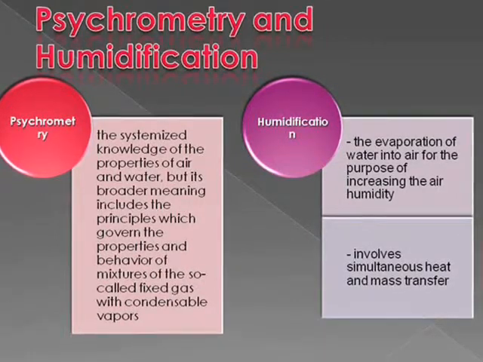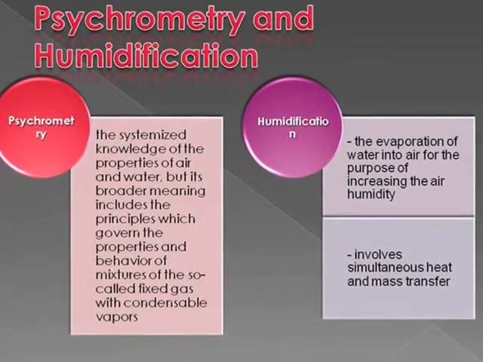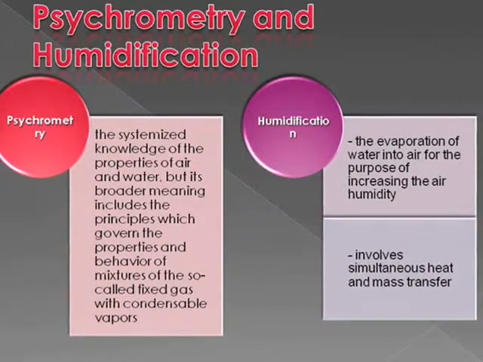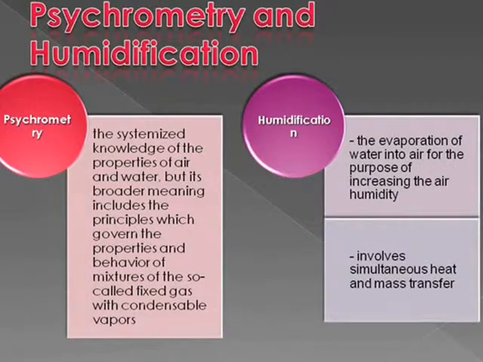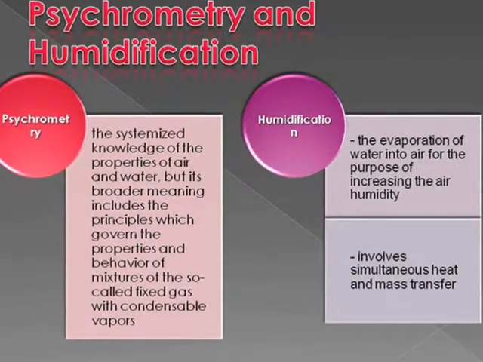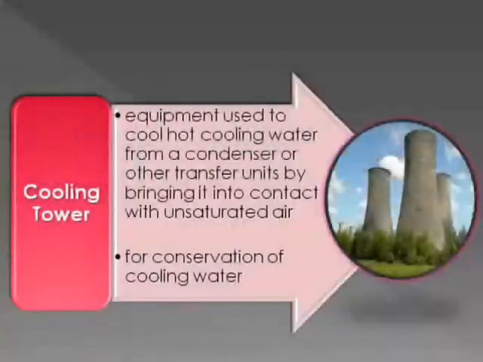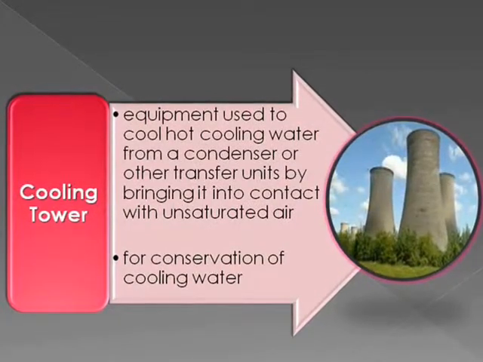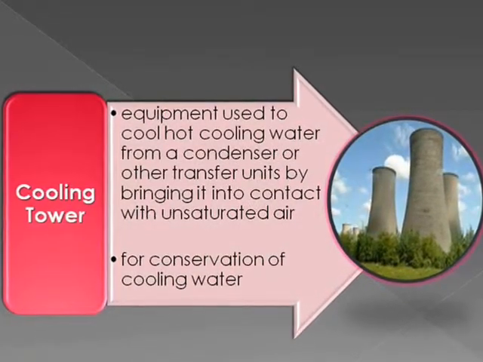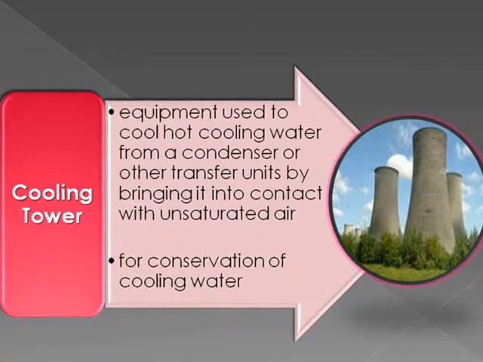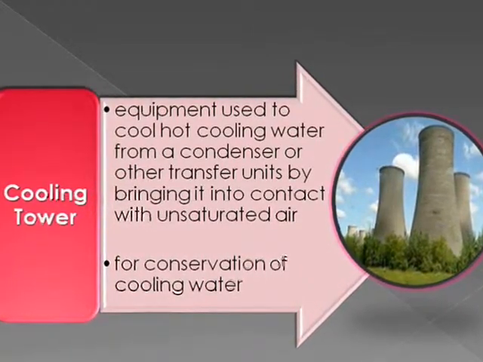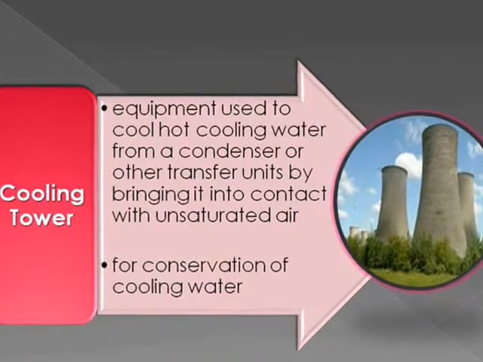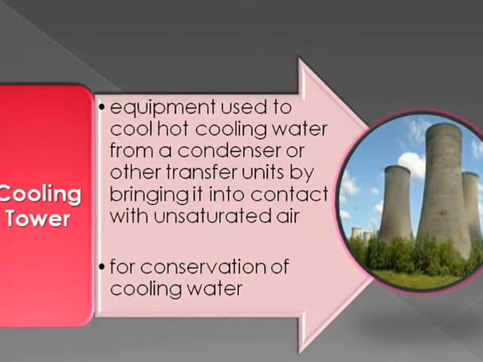On the other hand, humidification is the evaporation of water into the air for the purpose of increasing the air humidity, and it involves simultaneous heat and mass transfers. A cooling tower, as I've said earlier, is equipment used to cool hot cooling water from a condenser or other transfer units by bringing it into contact with unsaturated air. It is also used for the conservation of cooling water.